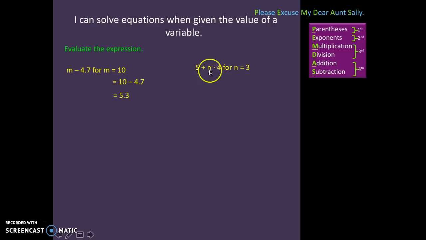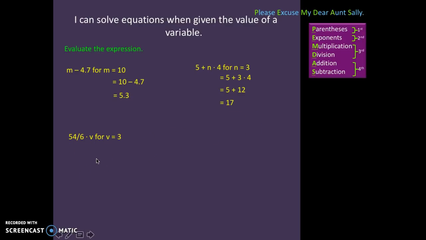Where we see the variable n, we're going to substitute the number 3. So it becomes 5 plus 3 times 4. In the order of operations, multiplication comes first. So we need to multiply 3 times 4 first. So we end up with 5 plus 12, and 5 plus 12 is 17. Okay, let's look at one more.